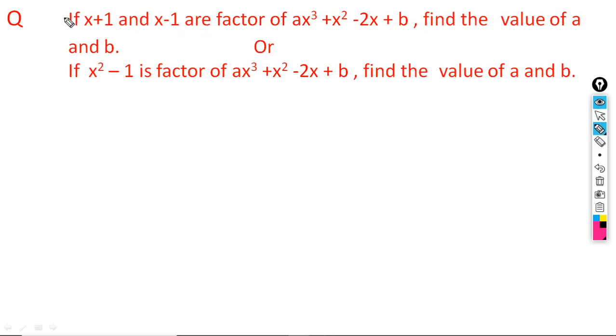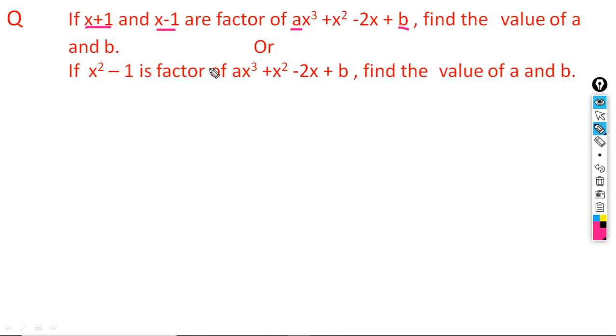Students, this question can be asked in a different way. If x square minus 1 is a factor of ax cube plus x square minus 2x plus b, find the values of a and b. So students, let us try to understand this question. Here two variables, a and b, are missing. In the first case, x plus 1 is a factor of this polynomial. In the second case, x minus 1 is again a factor of this polynomial. So we will discuss this question in two cases, the first case and the second case.